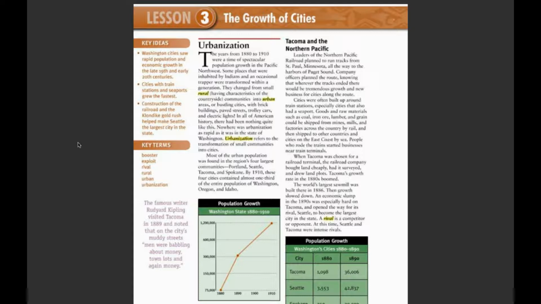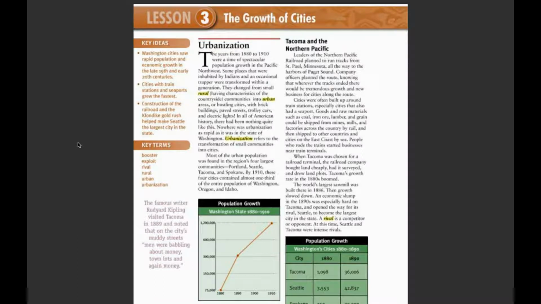Hey class, let's take a look at today's assignment. To do today's assignment, there's about a 5-page reading from our text, The Washington Journey, that goes over the growth of cities. You'll need to do that reading and then complete a 10-question quiz at the end. Should be pretty simple and straightforward.